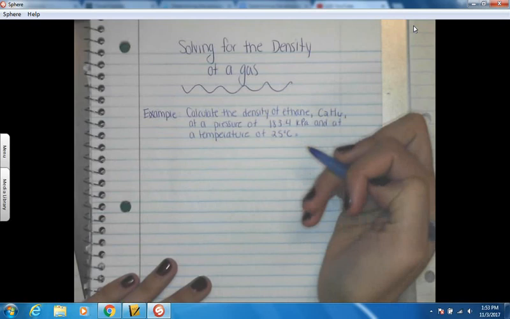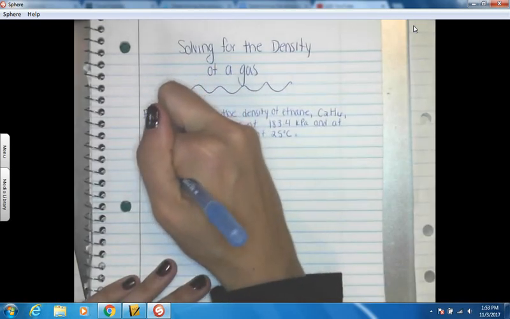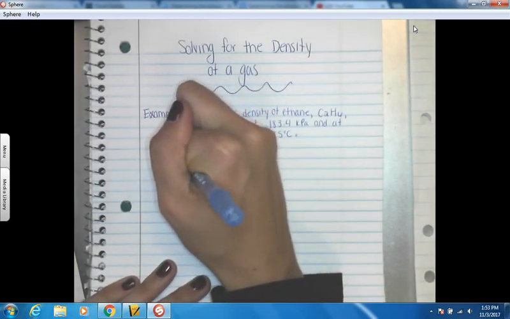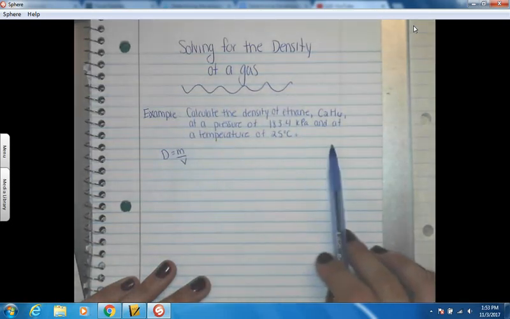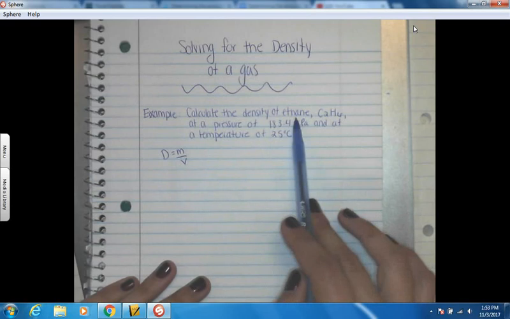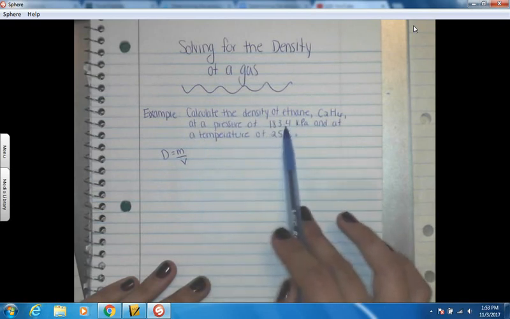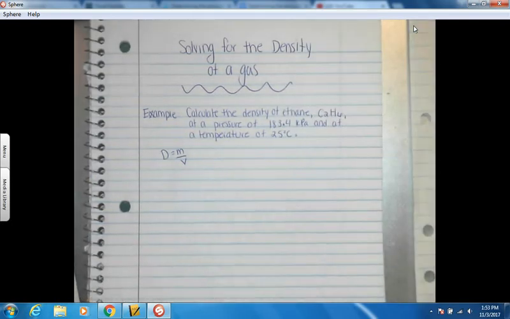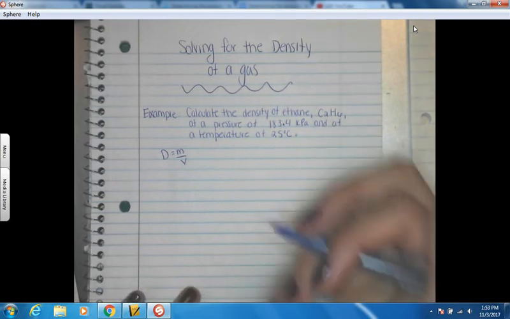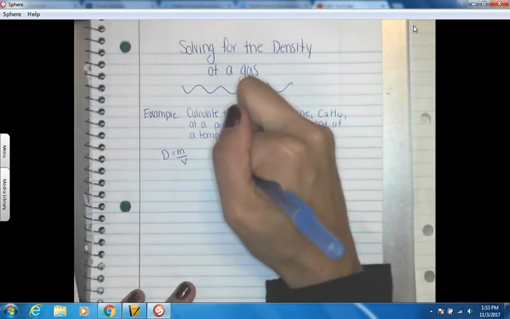Since we're trying to solve for density, we have density is equal to mass over volume. Looking at the information given in the problem, calculate the density of ethane at a pressure of 183.4 kilopascals and at a temperature of 25 degrees Celsius, we see that we have a pressure and temperature. So we're going to want to use our ideal gas law.